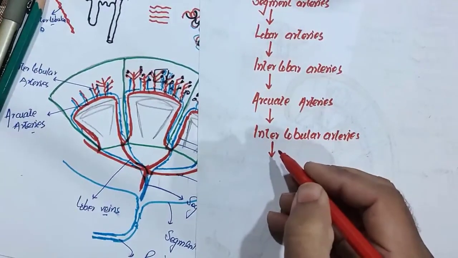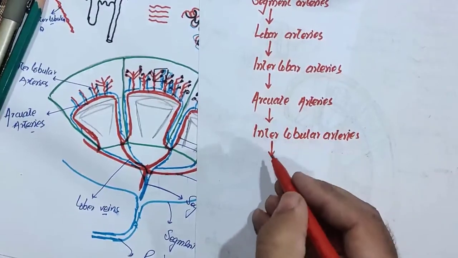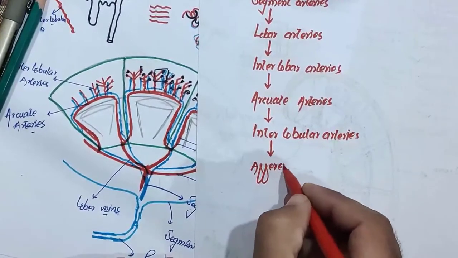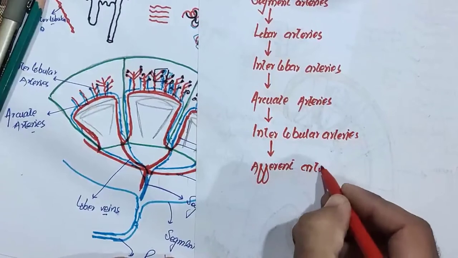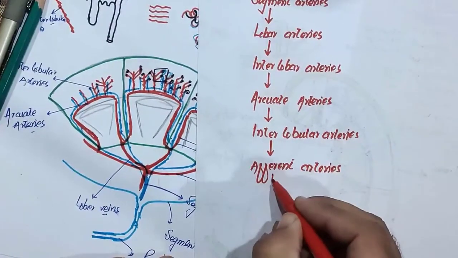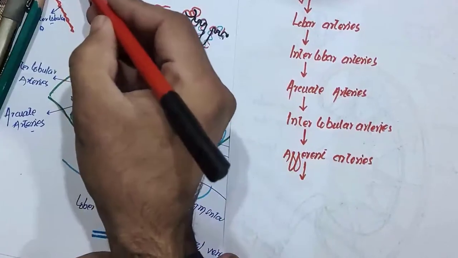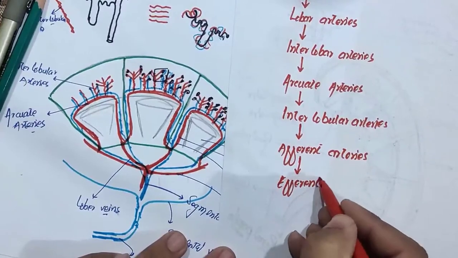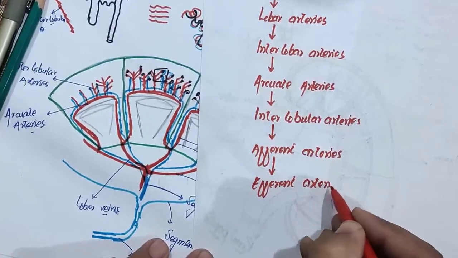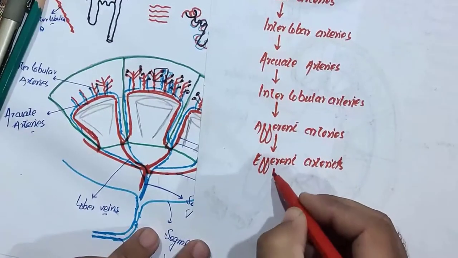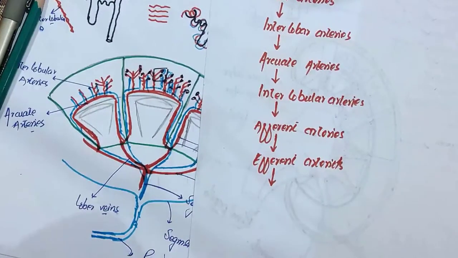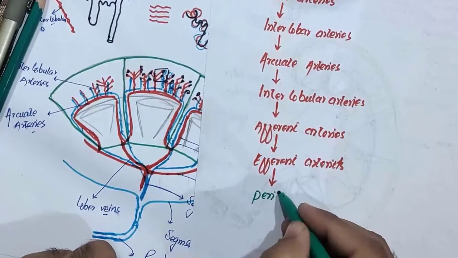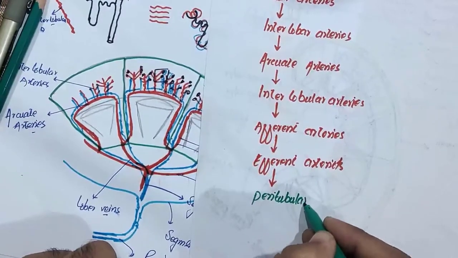Then interlobular arteries will give what? They will give afferent arterioles. Yes, they will give afferent arterioles, right? They will enter the glomerulus. Then the afferent arterioles will give the efferent arterioles, right? Then the efferent arterioles will come and join the peritubular plexus. So let me write it with this color. Peritubular plexus.